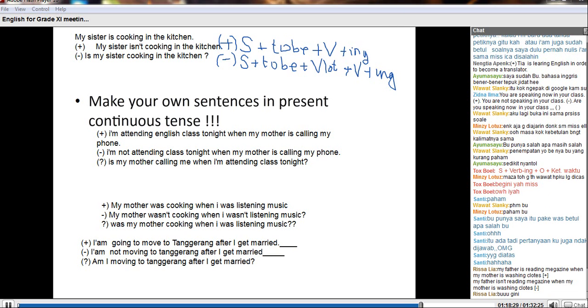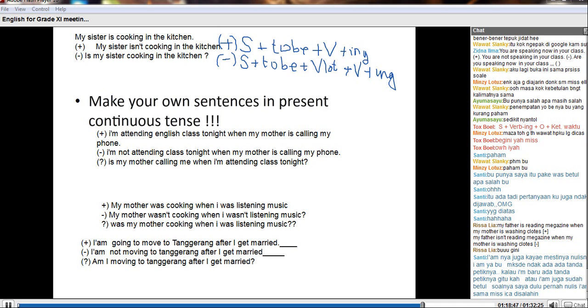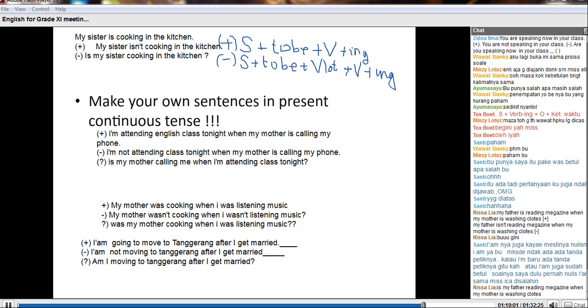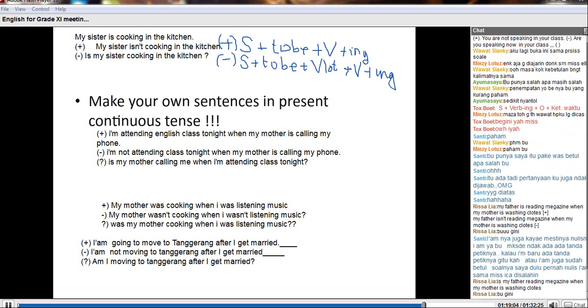Okay, my father is reading magazine when my mother is washing clothes. Betul. Yeah, betul. Mbak Risa lihat. Oh, iya. Yeah. Betul. Ya, betul. Harusnya begini ya. I am. Kalau mau menyingkat, Anda pakai I am. Ya, betul, Mbak Rizalia, betul.